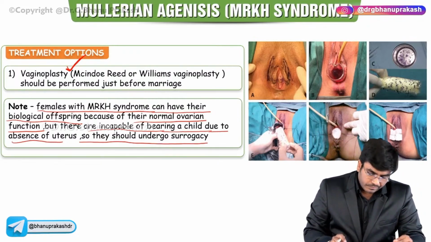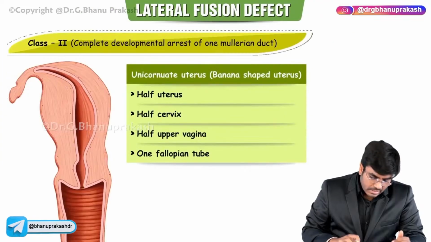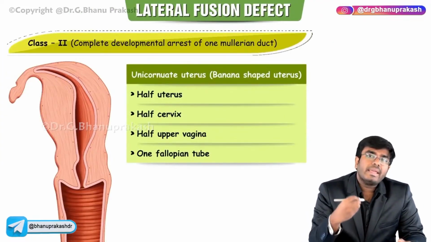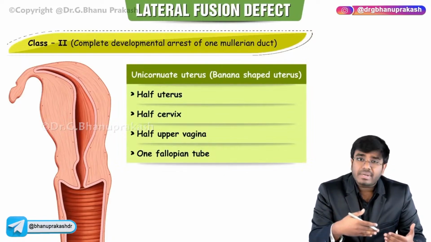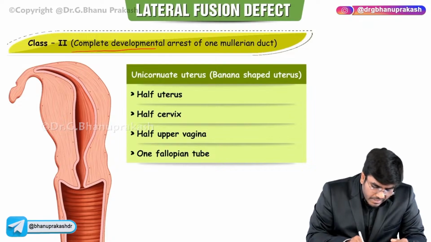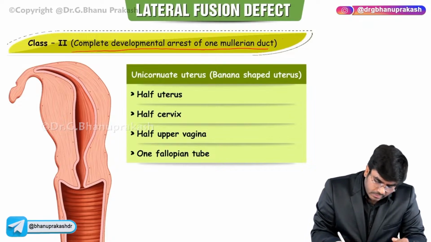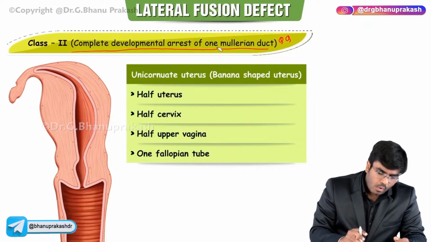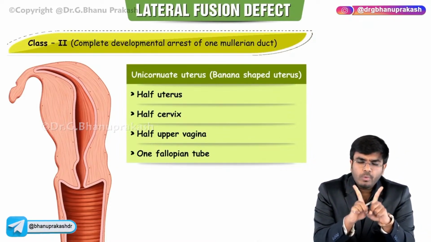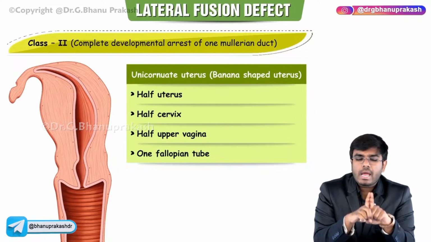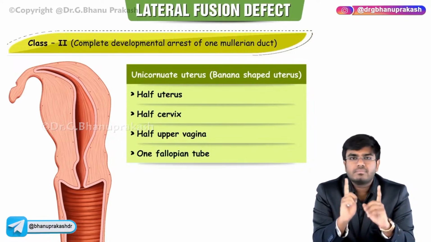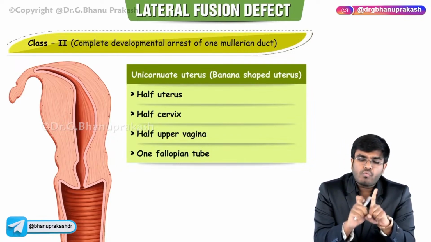Okay. Now, after Mullerian agenesis, let's talk about class 2 of the ASRM. Okay, ASRM classes. What is this class 2? Complete developmental arrest of one Mullerian duct. Out of the 2 Mullerian ducts, 1 Mullerian duct is completely absent. So, 2 Mullerian ducts should fuse, and then you will have 1 uterus, 1 cervix, 2 fallopian tubes, and 1 vagina. Out of 2, 1 is gone.